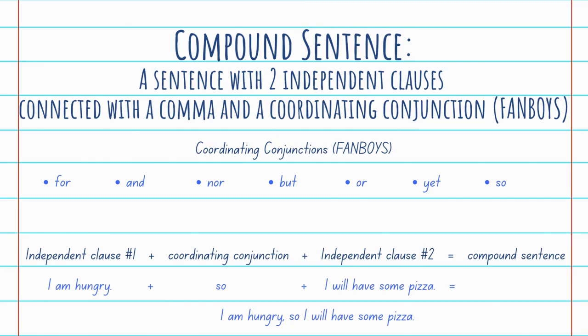So you basically take an independent clause, I am hungry, a coordinating conjunction that shows a causal relationship in this case, so, and independent clause 2, I will have some pizza. I am hungry, comma, so I will have some pizza. By connecting these two thoughts, we get a causal relationship using so, the coordinating conjunction. I am hungry, so I will have some pizza. Getting the message across effectively.